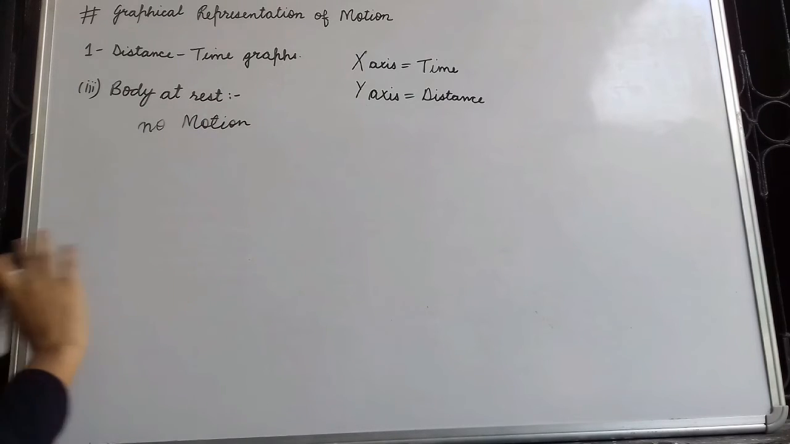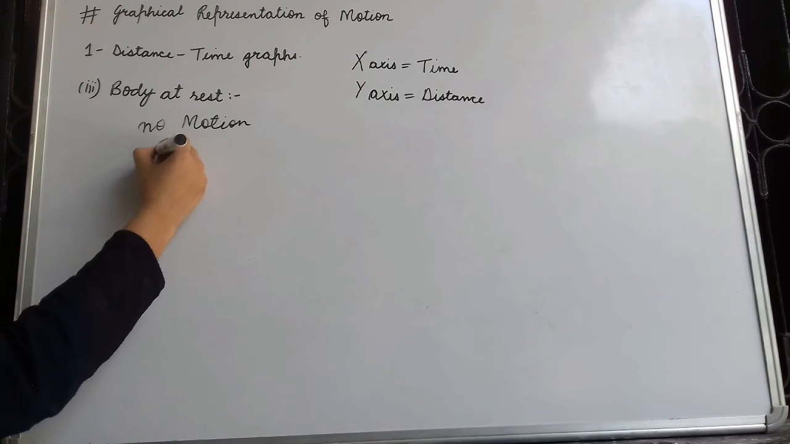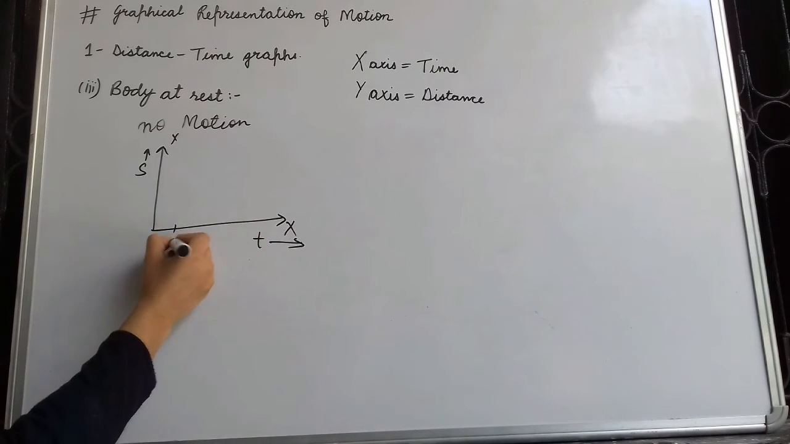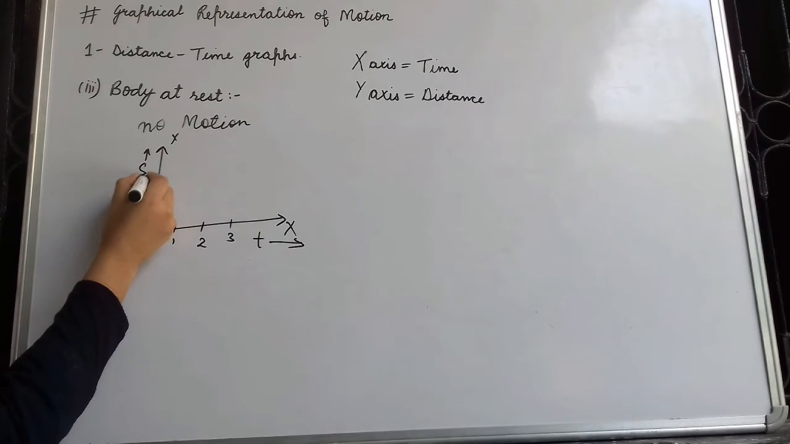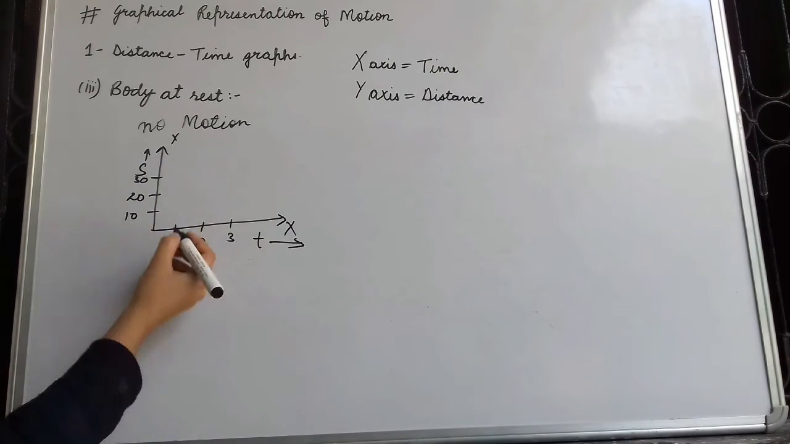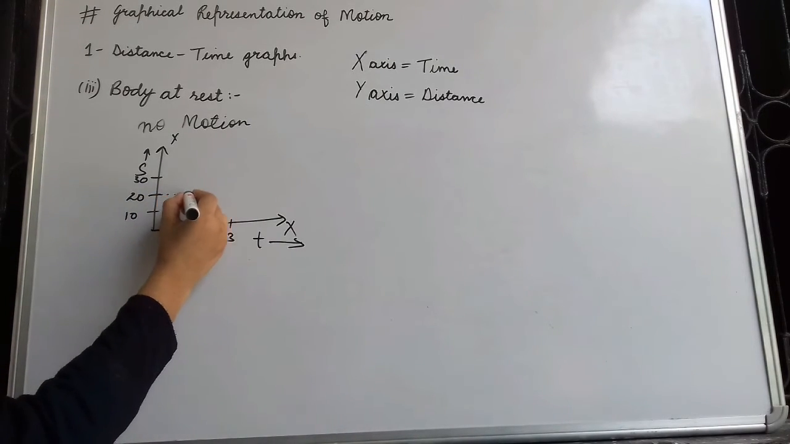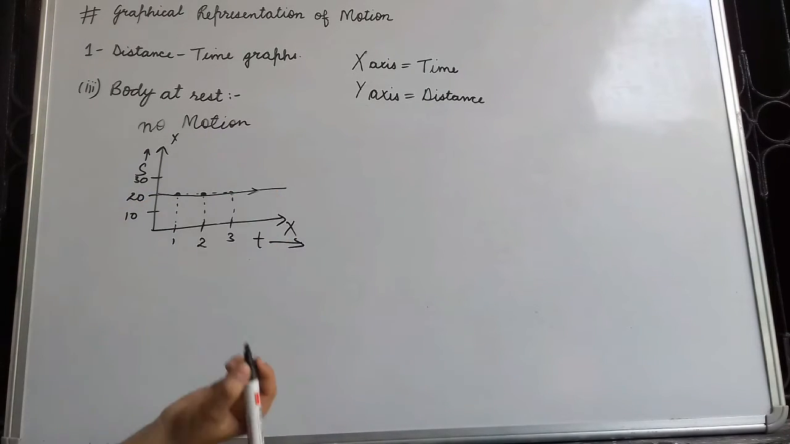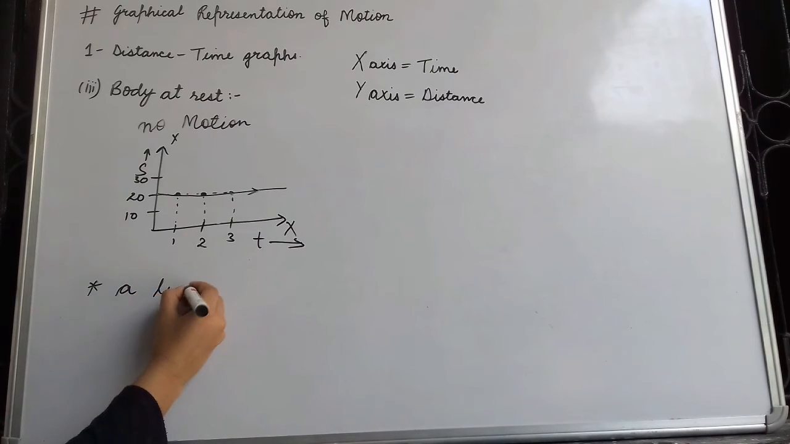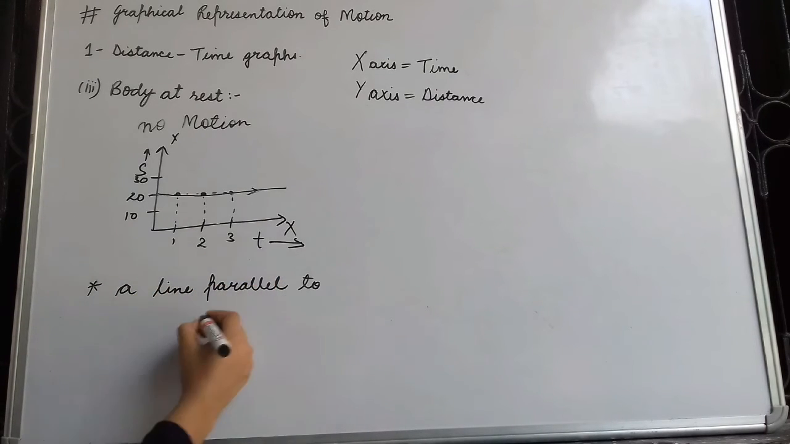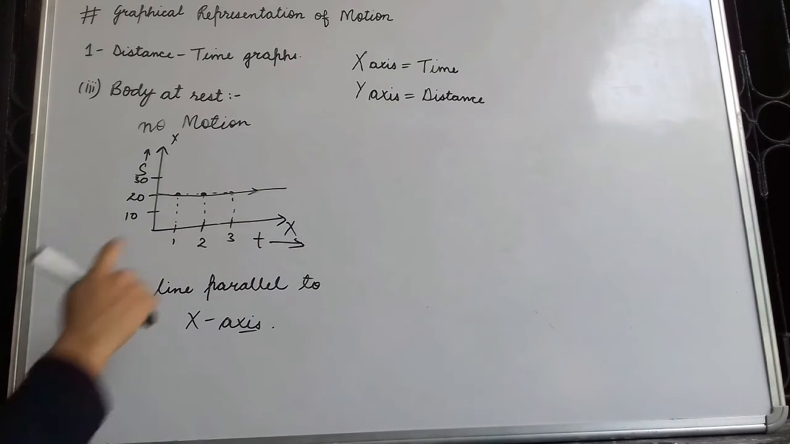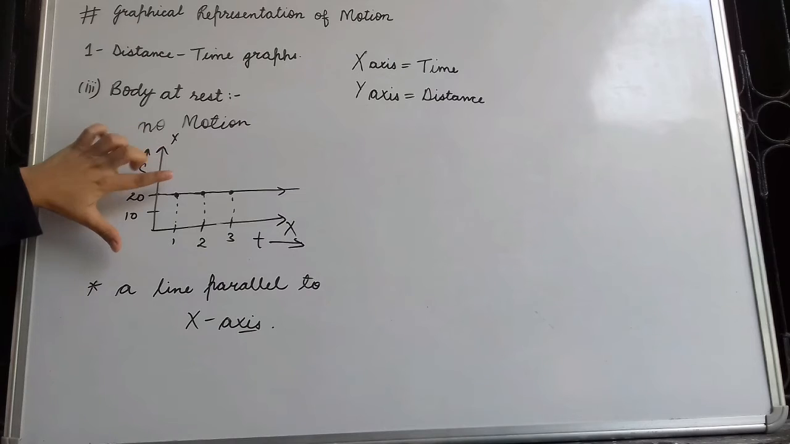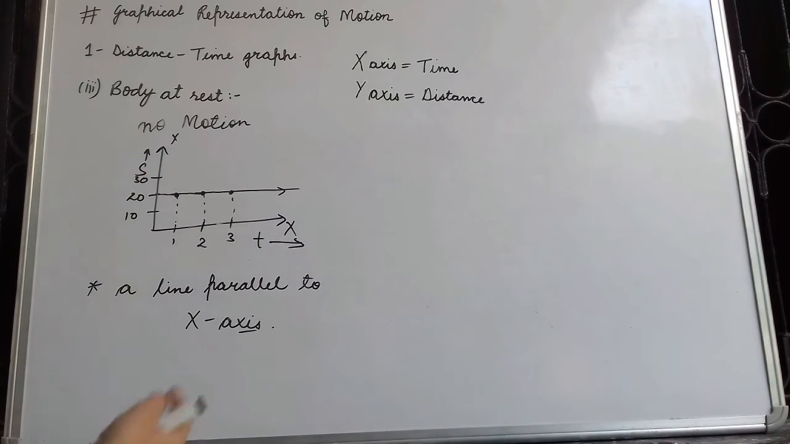What does body at rest mean? It means no motion at all. And if there is no motion, the time will move on, but the position will not change. So let's take time intervals and distance. Suppose a body has covered 20 meters in the first second. If it is at rest, it will not move and will be at the same position. So when we mark all the meeting points and join them, we will get a straight line parallel to the x-axis. We can say that the distance time graph for a body at rest is always a straight line parallel to the x-axis.